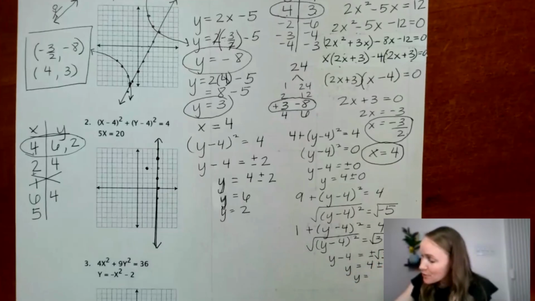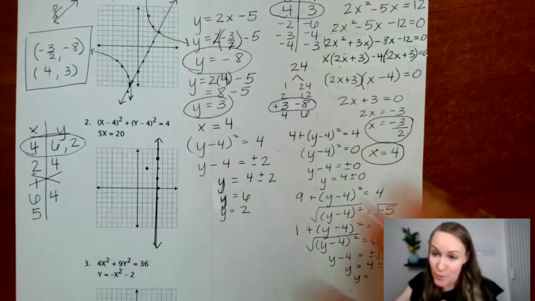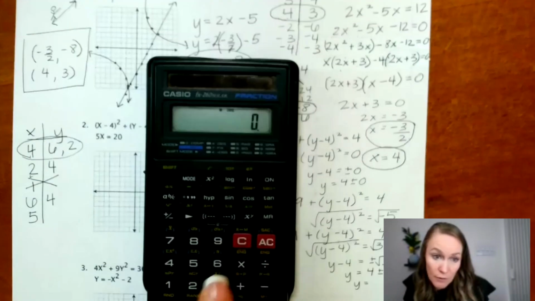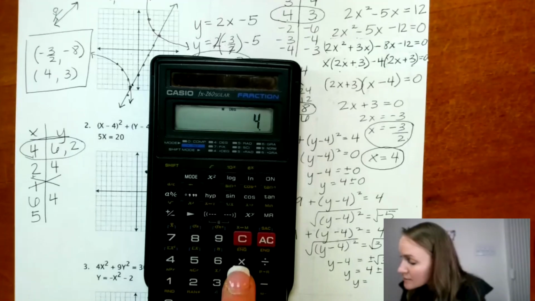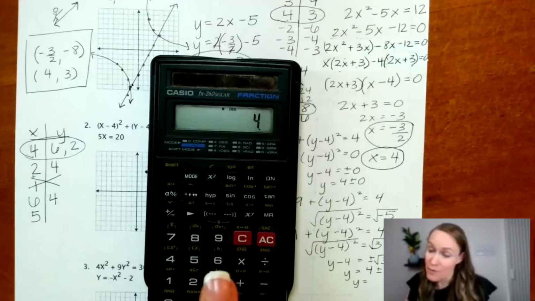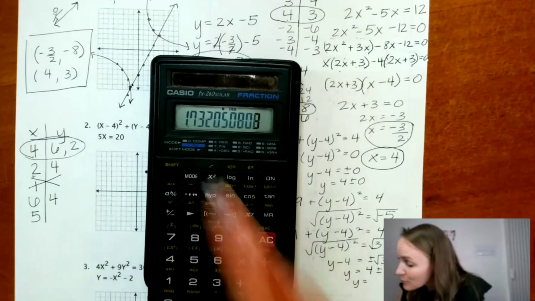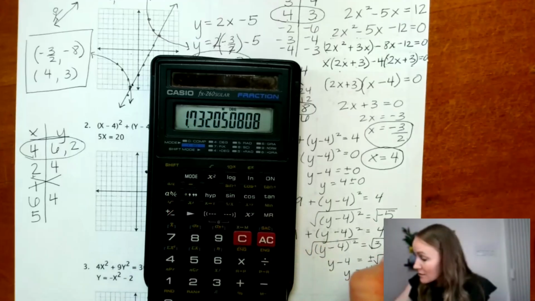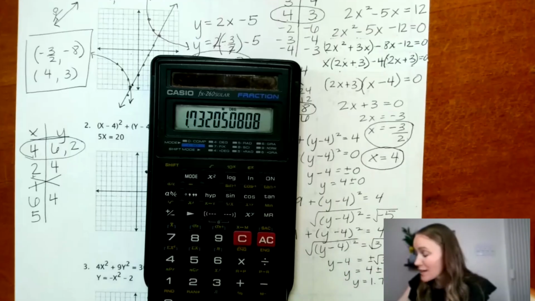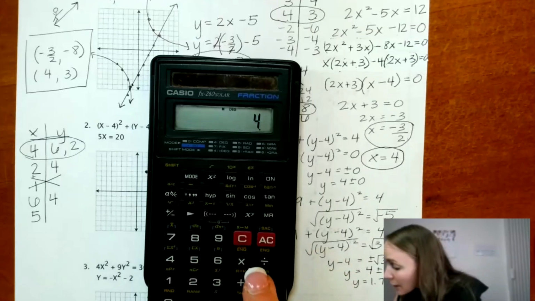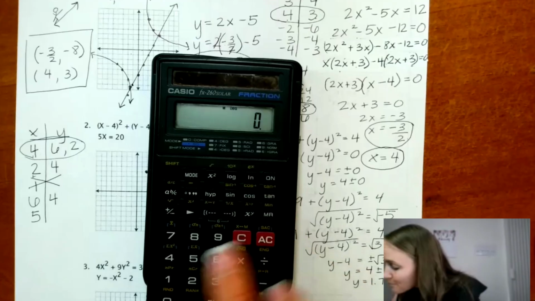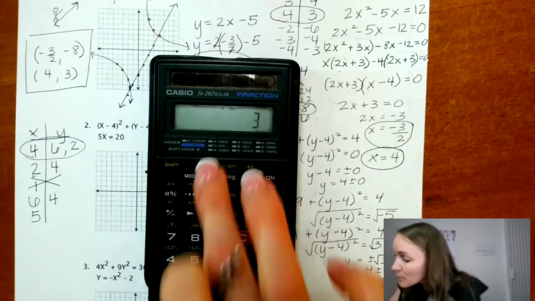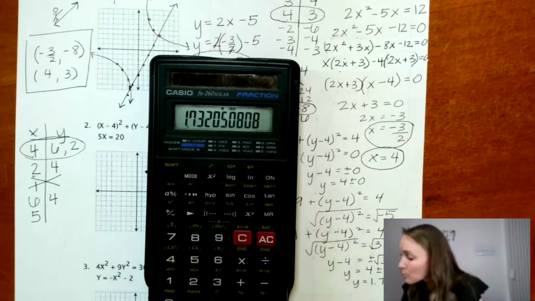So my y values are going to be 4 plus root 3, which we need our calculator for. When I put it into the calculator, I have to push 3 and then my root. So that's how that works. And it gives me 5.7, and I'm just estimating here, right? And then 4 minus root 3, and I have to do the square root.